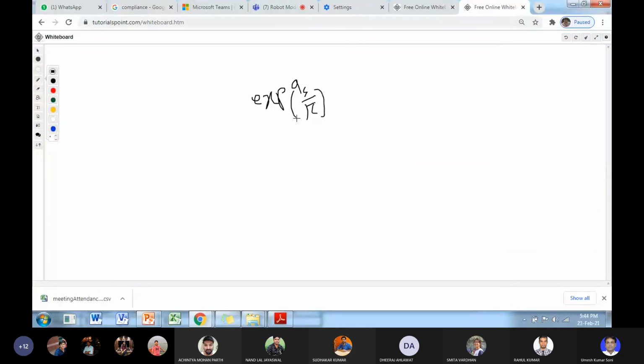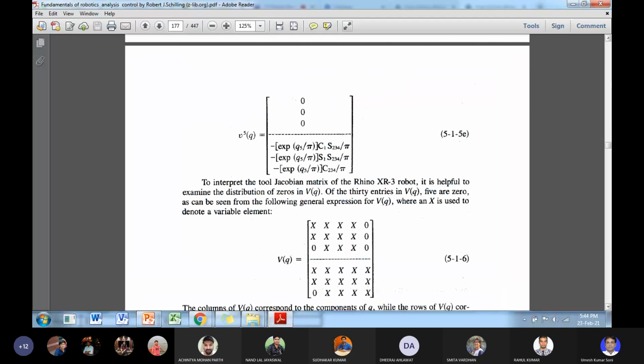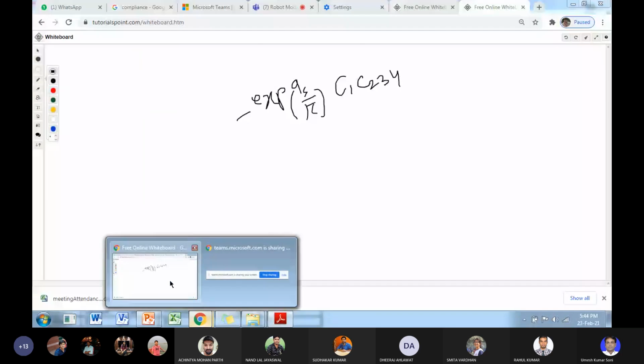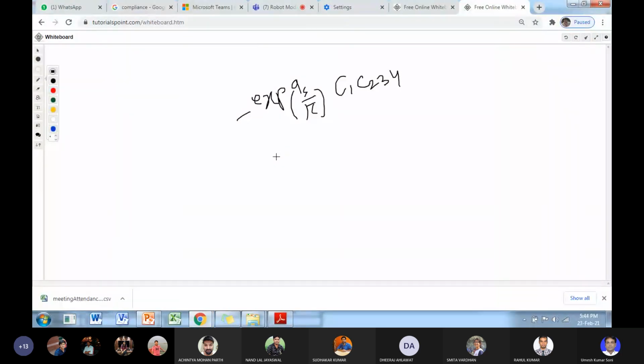This is value. Okay. What was C1? C1, C2, 3, 4, this is how its main matrix is. Sir, this Q5 of ours is fine. Yes, Q5 is also theta 5. Then you will take the derivative with respect to theta 5. So this is Q5.